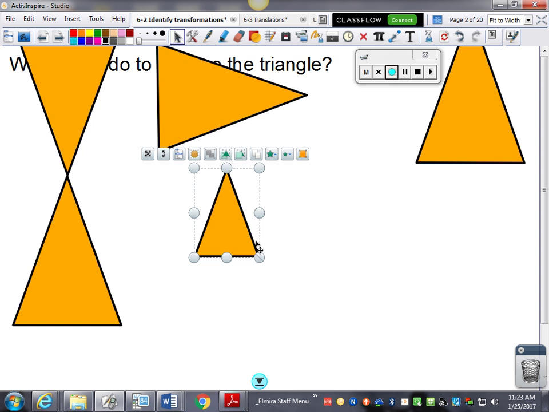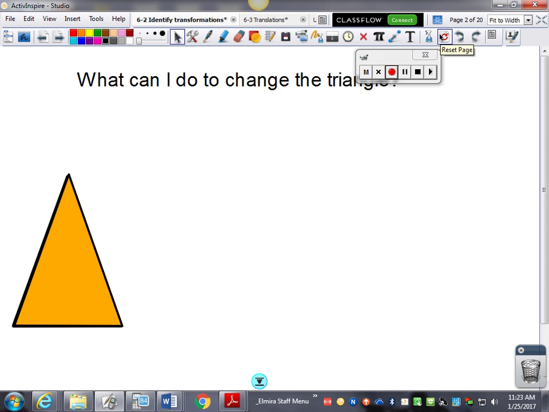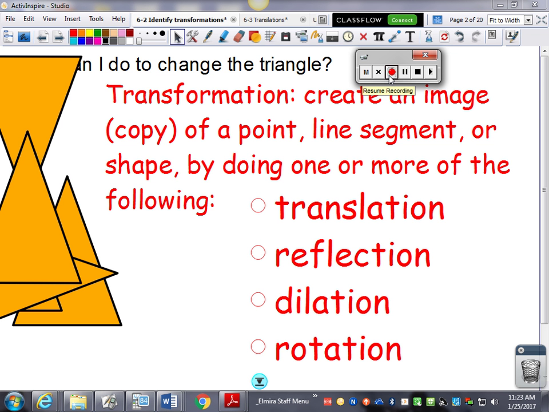So I'm going to have you write down some words here. Okay. So a transformation is where we create an image or a copy of a point, a line segment, or a shape by doing one or more of the following: translation, reflection, dilation, rotation. And if you want to pause this video right now to give everybody time to write this down, and then put your pencils down when you're done so that the person knows to restart, press play on the video again.